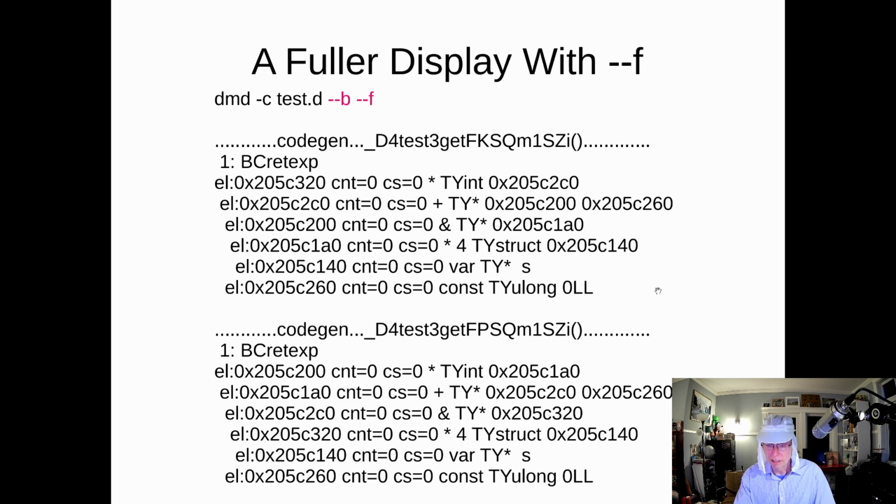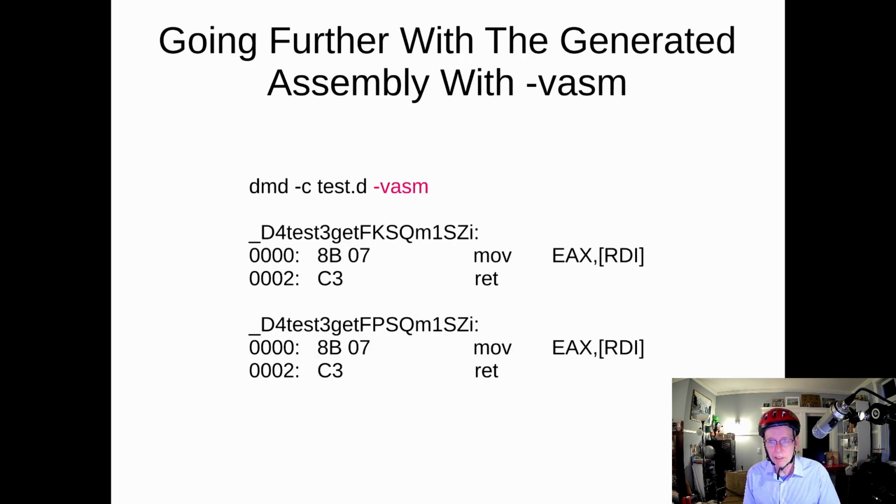But we can go even further than that. And with the -vasm switch, we can look at the generated machine code for those functions and see, yes, again, it's generating exactly the same machine code for each of those two functions.